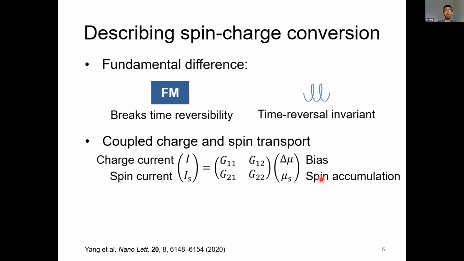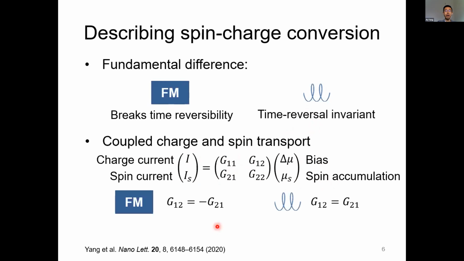And the driving force of this transport for charge is a voltage bias. It is an electrochemical potential difference between the electrodes. And for spin, the driving force is a spin accumulation. It is an electrochemical potential difference between the opposite spin species. And what these driving forces generate is a net charge current as well as a spin current. And then we have this matrix here to couple them together. So all these four terms are coupled together by this matrix. So this matrix over here captures the spin charge conversion properties of either a magnet or a chiral molecule. And we're interested in how they're different for these two.